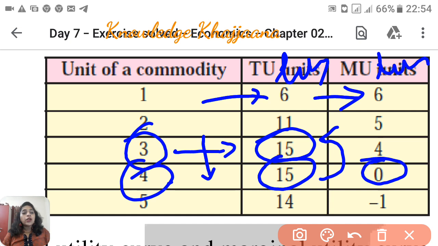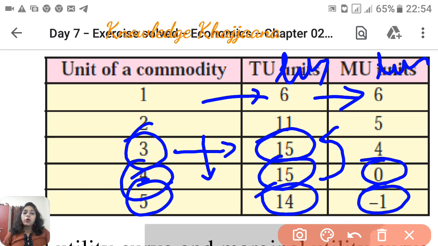Even further beyond this, the consumer consumes the fifth commodity. Then what happens? After reaching a specific level, the total utility declines, and the marginal utility still declines and goes to -1. Why? Because beyond the point of satiety, if he still consumes, it gives dissatisfaction. This is the level of dissatisfaction.